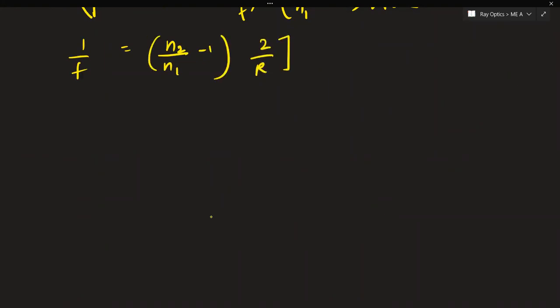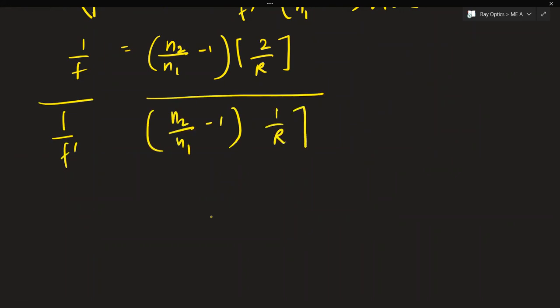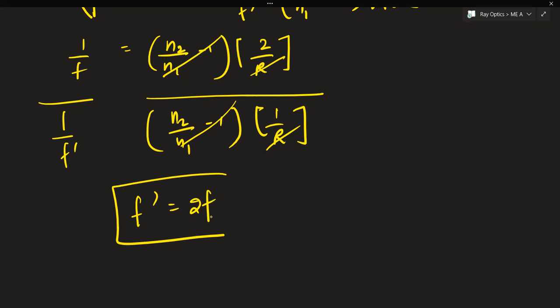Here 2 by R was there, divided by 1 by F dash, N2 by N1 minus 1, 1 by R. This term gets cancelled. R gets cancelled. What are we left with? F dash is equal to 2F. Means if your lens is cut perpendicularly to the principal axis, making the lens into two halves, and it's an equiconvex lens, then the new focal length will be double.